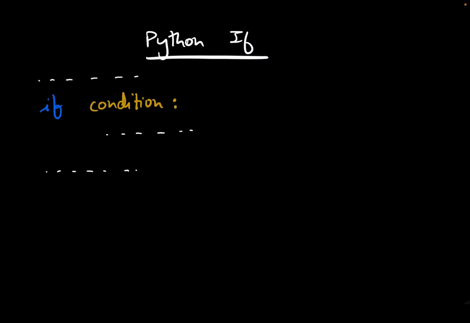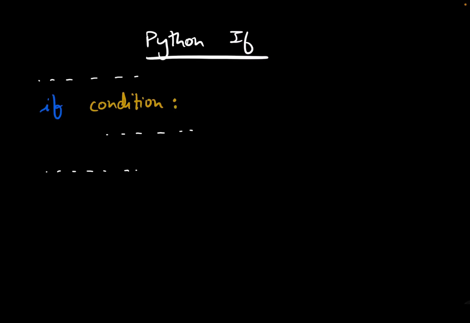The second word is the condition. This is actually a Boolean value or a logical expression. Basically, whatever you write in condition should evaluate to a Boolean value. Then we have a colon, after which we have an indented block of code. This indented block of code is the body of the if condition.